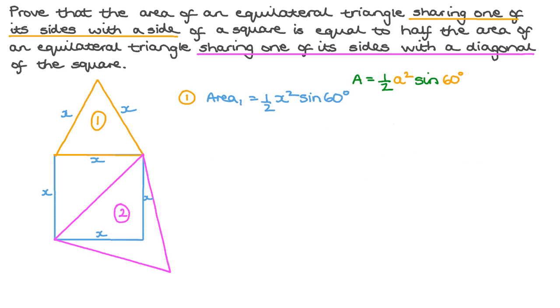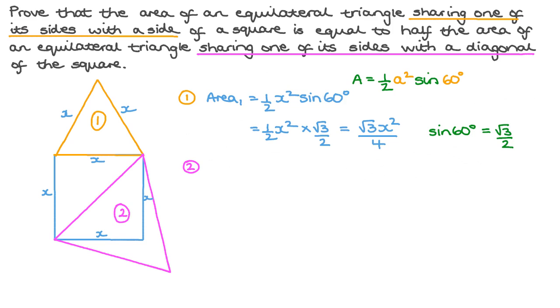Now 60 degrees is one of those special angles whose sine, cosine and tangent ratios can be expressed exactly in terms of surds. Remember, sine of 60 degrees is equal to √3/2. So substituting this into our area formula, we have 1/2 x squared multiplied by √3/2. And remembering that to multiply fractions together, we multiply the numerators and multiply the denominators, this simplifies to √3x squared over 4. So we have our expression for the area of the first equilateral triangle in terms of the side length of the square, and now we need to consider the second.